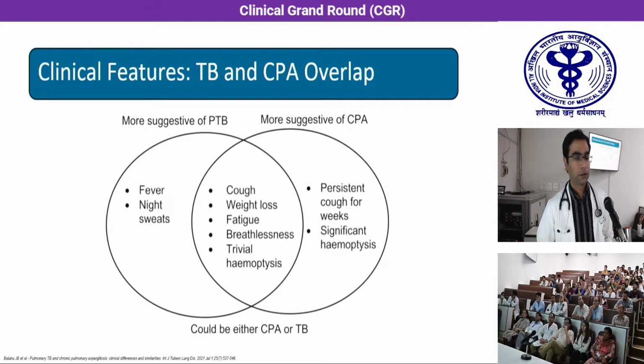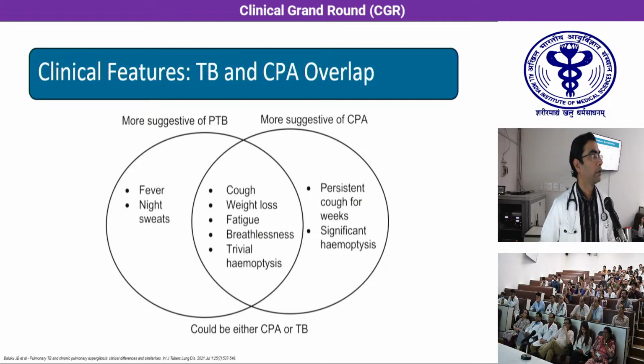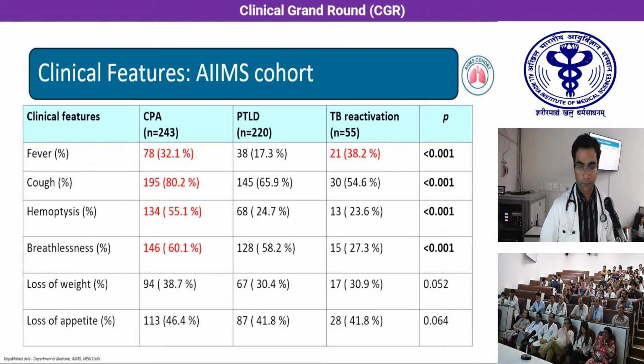Chronic pulmonary aspergillosis is a frequent complication of treated pulmonary TB, and as we have seen, CPA has clinical manifestations similar to pulmonary TB. So, how to distinguish between CPA and reactivation of pulmonary TB in post-tuberculosis lung disease patients? Current literature says that fever and night sweats are more common in pulmonary TB patients, while persistent cough and significant hemoptysis are more commonly found in chronic pulmonary aspergillosis patients. Mild cough, fatigue, shortness of breath, and trivial hemoptysis can be found in both of them.